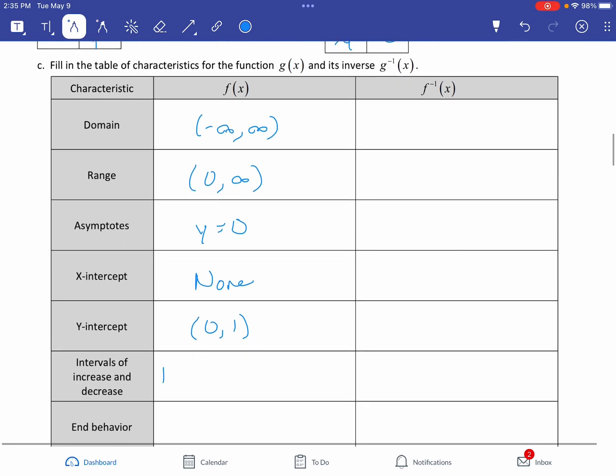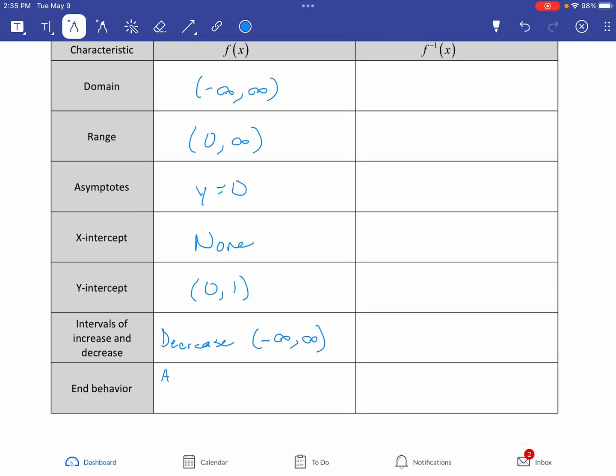This time it's decreasing over the domain of negative infinity to positive infinity. And your end behavior. So as x goes to the left towards negative infinity, the graph is going up towards positive infinity. And as x goes to the right towards positive infinity, the graph is going down towards 0. It doesn't go past 0, it just goes towards 0.